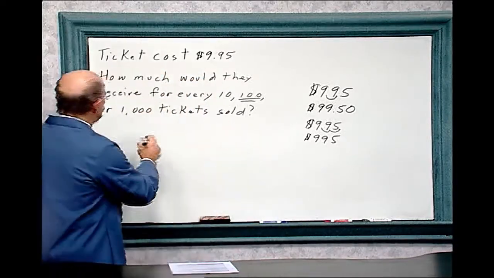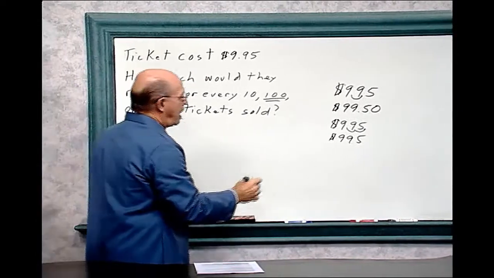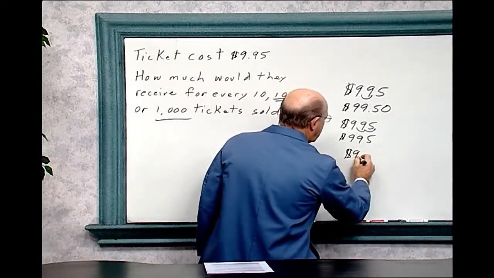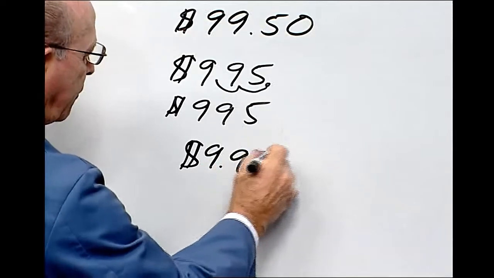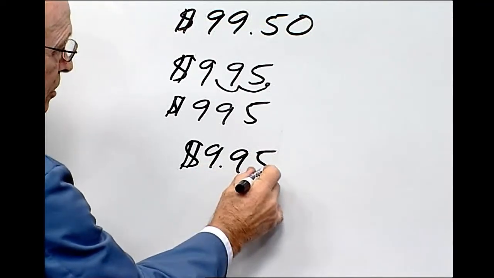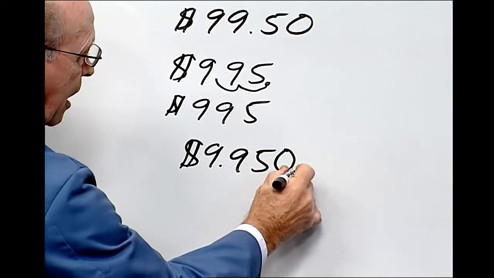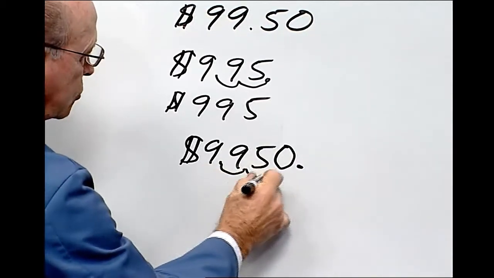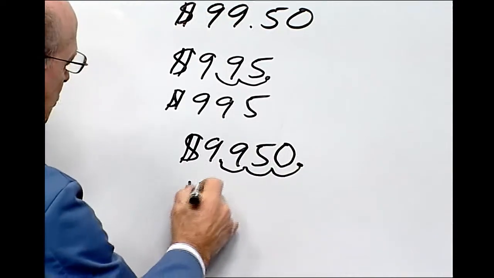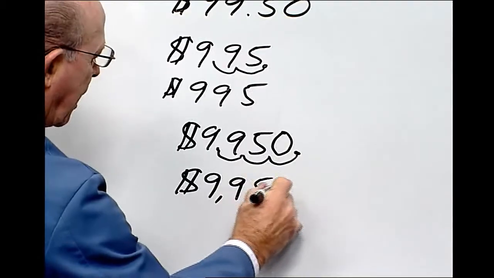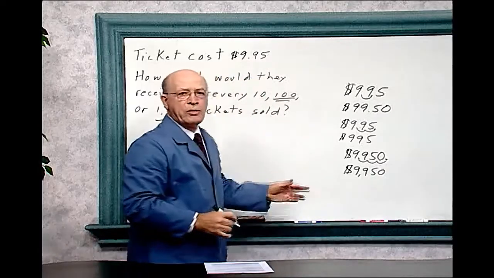And the last one is 1,000 tickets. And you can see the pattern. You know what we're going to do now. Again, $995. Move it 3 places. Now we can't, there's no place here, so we just add a 0 here. And we move it over here, so 1, 2, 3. So now for 1,000 tickets, you get $9,950 if you sell 1,000 tickets.